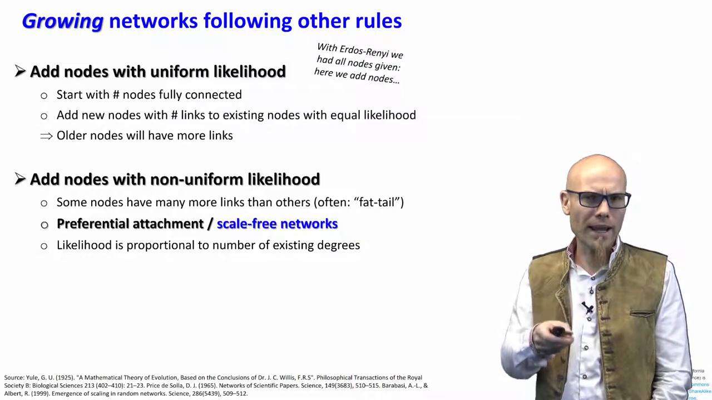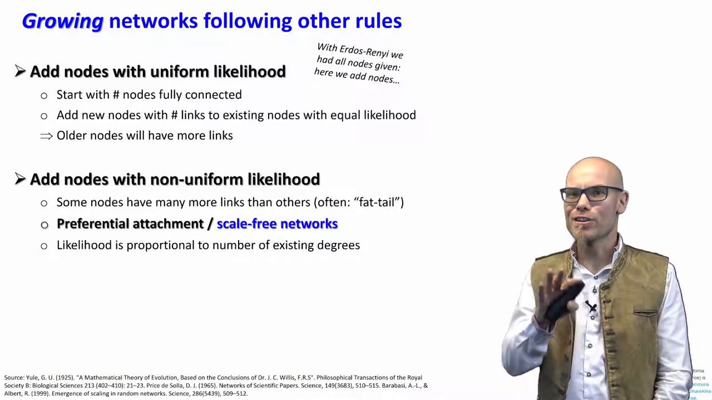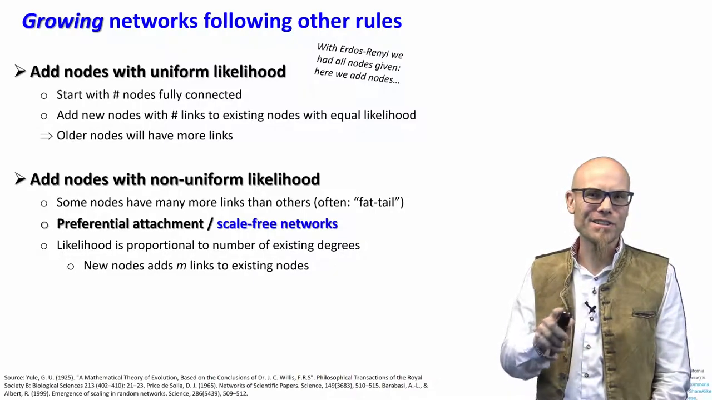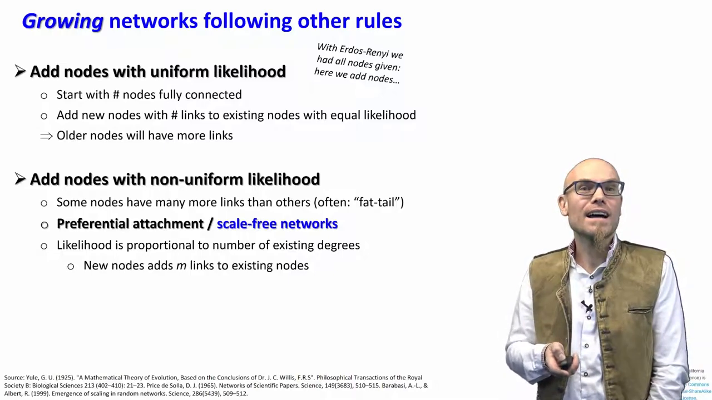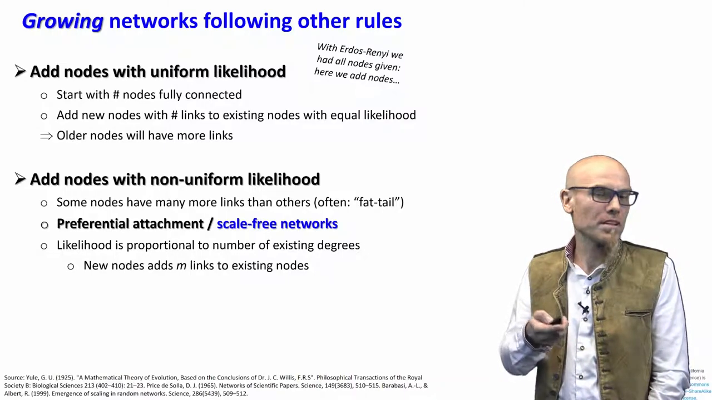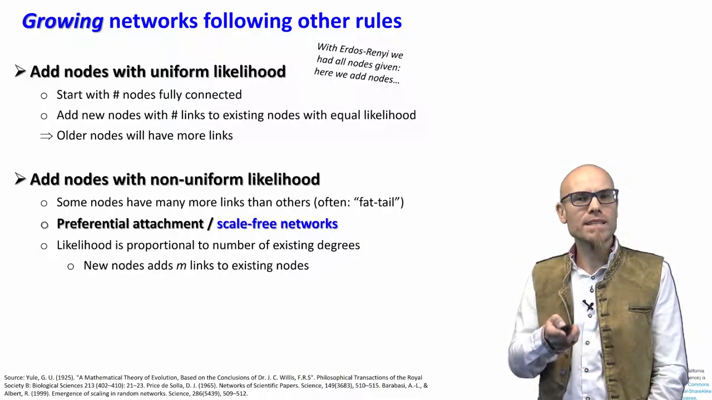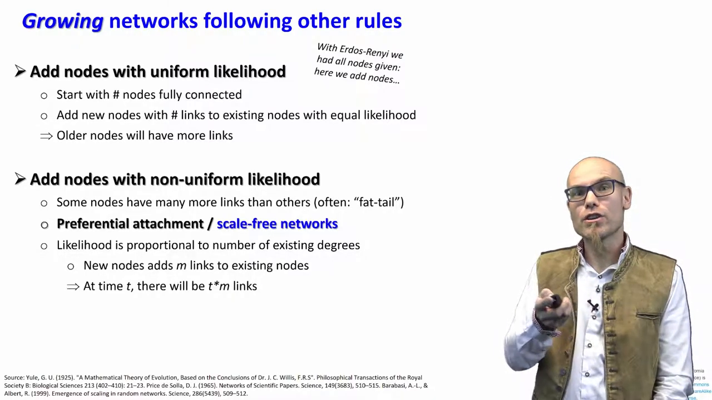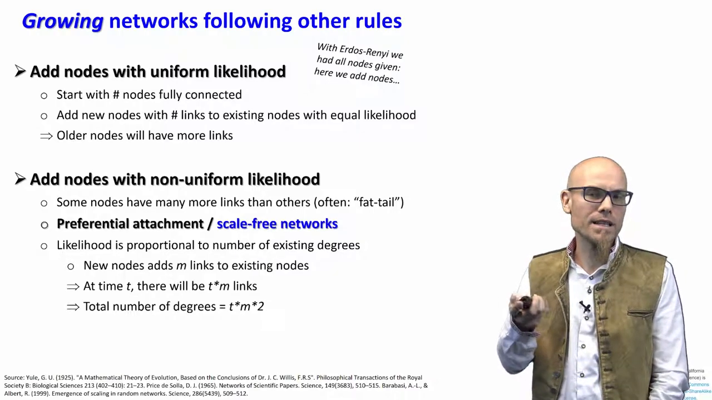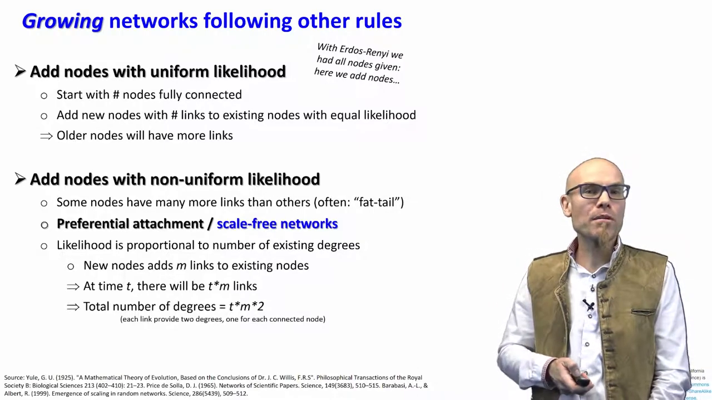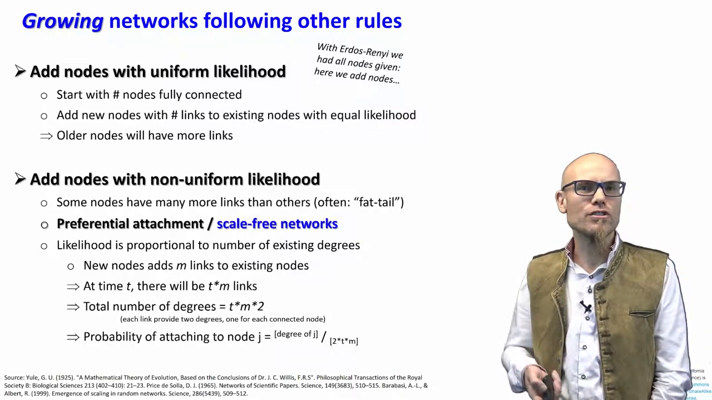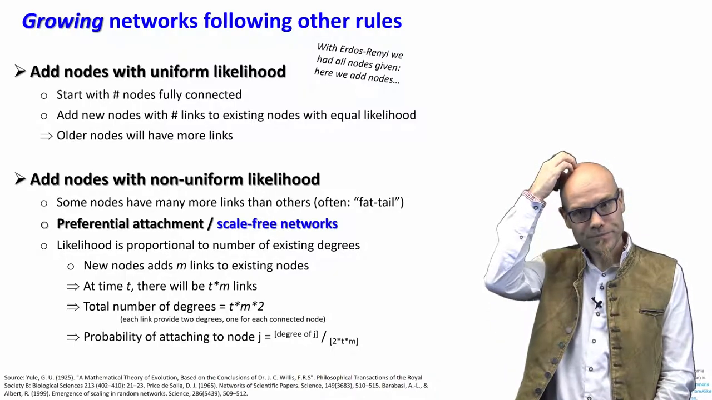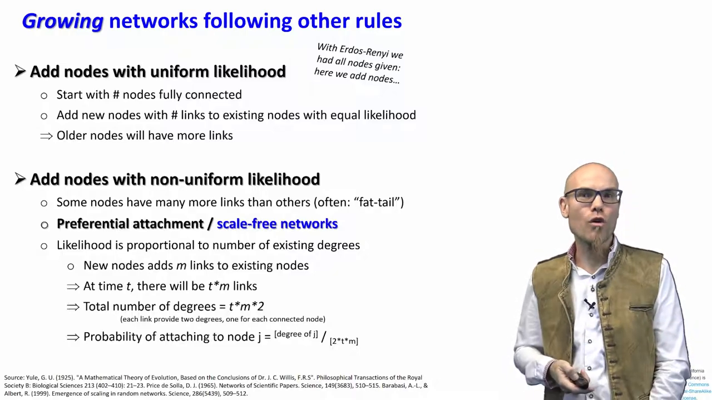And how we can do that more formally, if you don't trust your intuition, is what it looks like. If you're like me and you don't trust your intuition, I will walk you quickly through the formalism, but if your intuition is fine, if you understood that, that's also fine, right? So there are new nodes. Every new node adds m links, a certain number of links, to existing nodes. So at time t, every time that happens at a time step, there will be t times m links, right? And the total number of degrees is t times m times 2, because there are basically two degrees per link. And the probability of attaching to a node j is then the number of degrees of j divided by 2 times t times m. So that's the formalism of how you can grow these kinds of networks.